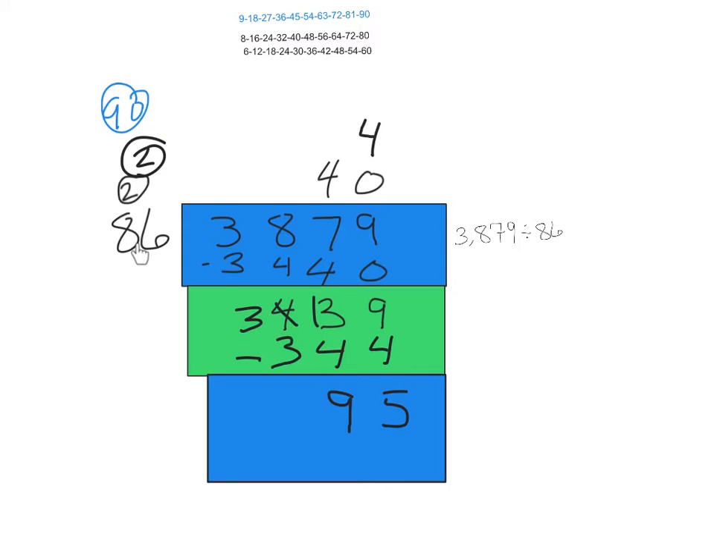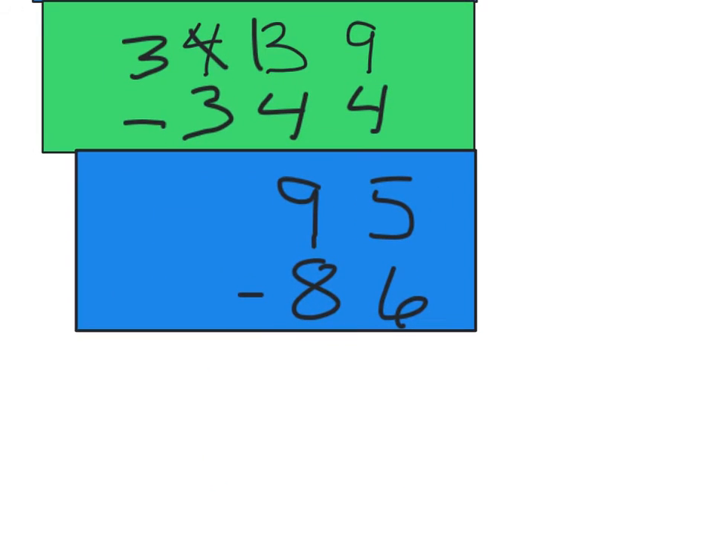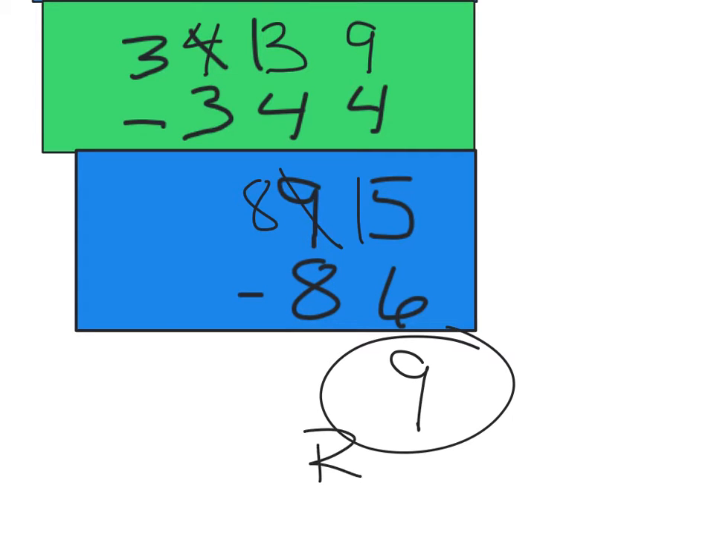And as you see, I can fit one more group of 86 into this 95. So I'm going to add a 1 right there. And then 1 times 86 will give me 86 right here. And when I subtract, first I'll check for trouble coming. I've got trouble coming. So let's enlarge this. I'm going to borrow from the 9, turn that into 8, turn that into 15. And then I'm ready to subtract. 15 minus 6 is going to give me 9. 8 minus 8 zeroes out. So 9 is my remainder.